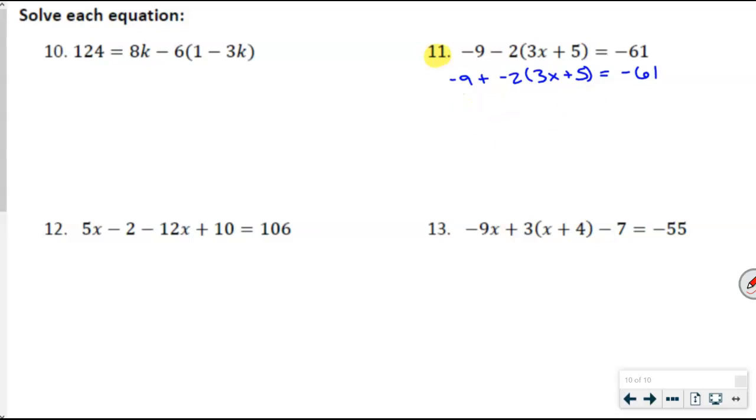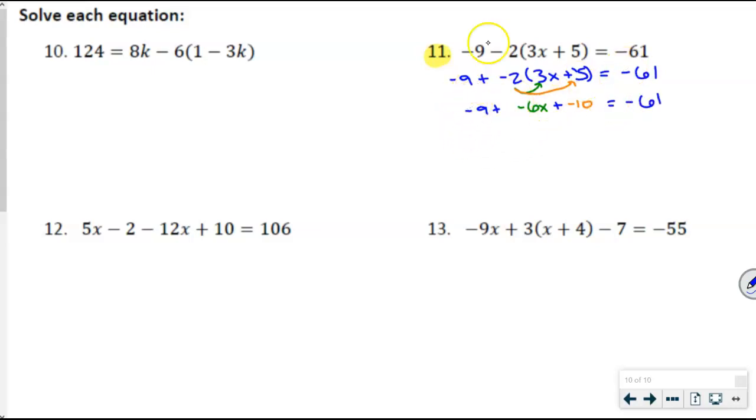And if I have negative 2 groups of 3, or in other words, negative 2 times 3, that's negative 6x. But I also have negative 2 groups of 5, or in other words, negative 2 times 5, which is negative 10. I was adding before, so I am going to be adding still. That just took care of that. What do we still have over here on the outside? Negative 9 plus, right? And it's still equal to negative 61.